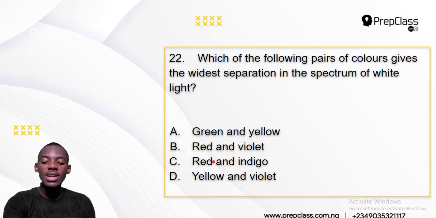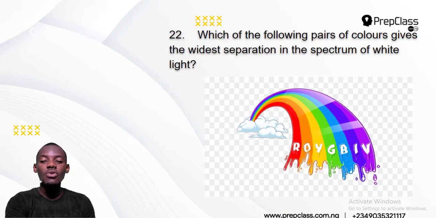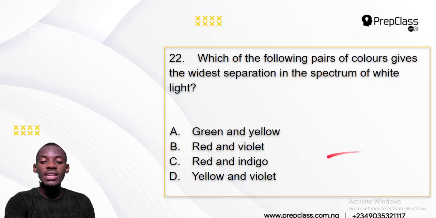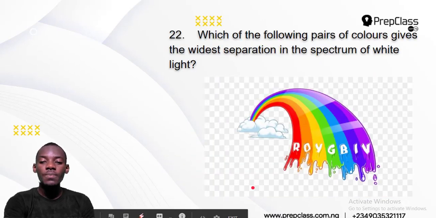We have red and indigo. Let's check it out. Red and indigo are also far, but not as far as red and violet. Okay, so the widest separation. So let's see. The last one is yellow and violet. Yellow is here. Violet is here. They are also far, but not as far as red and violet.